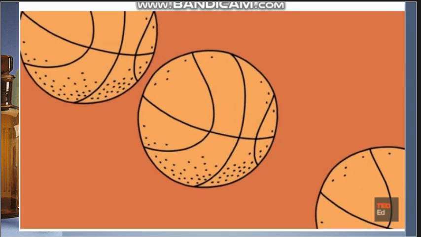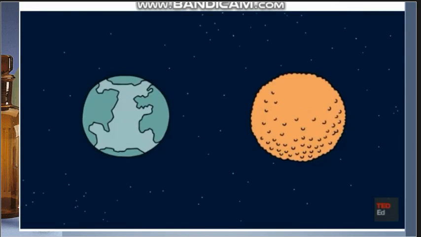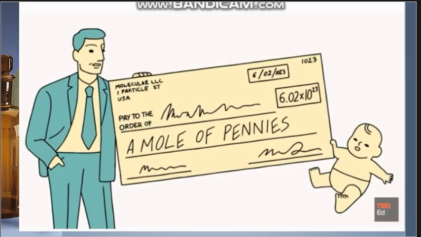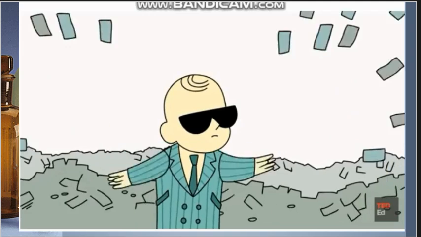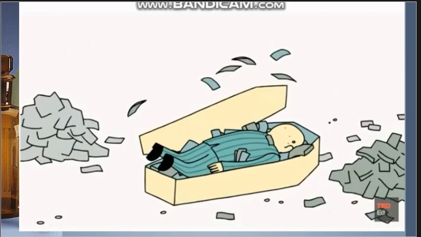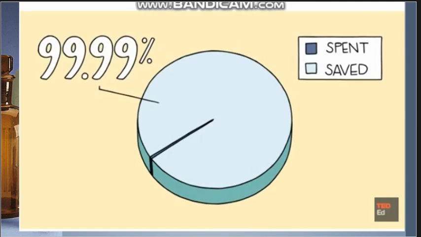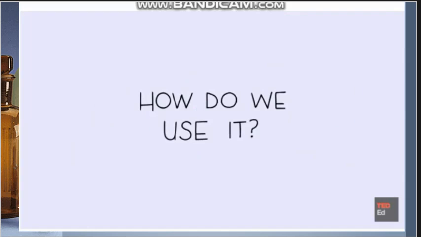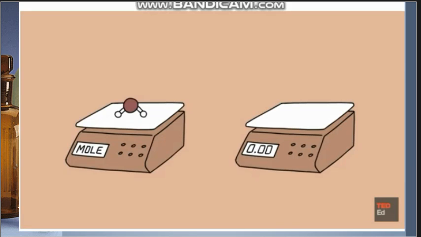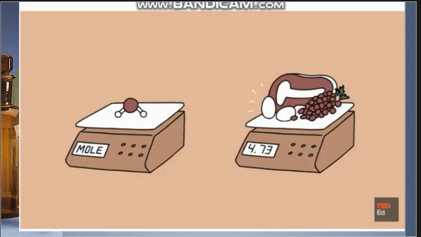If you had a mole of basketballs, you could create a new planet the size of the Earth. If you received a mole of pennies on the day you were born and spent $1 million a second until the day you died at the age of 100, you would still have more than 99.99% of your money in the bank. Okay, now we sort of have an idea how large the mole is. So how do we use it? You might be surprised to know that chemists use it the same way you use pounds to buy grapes, deli meat, or eggs.